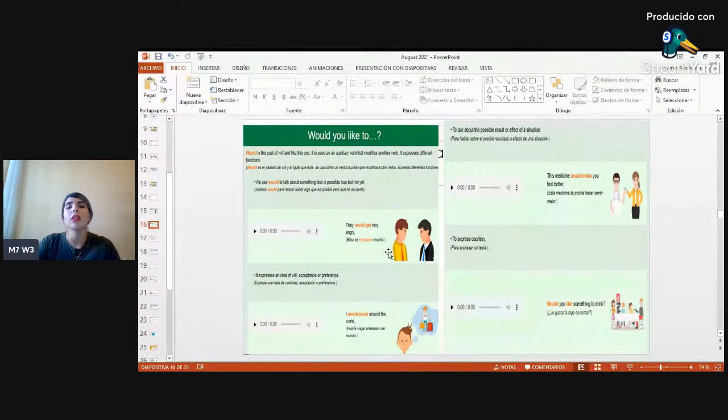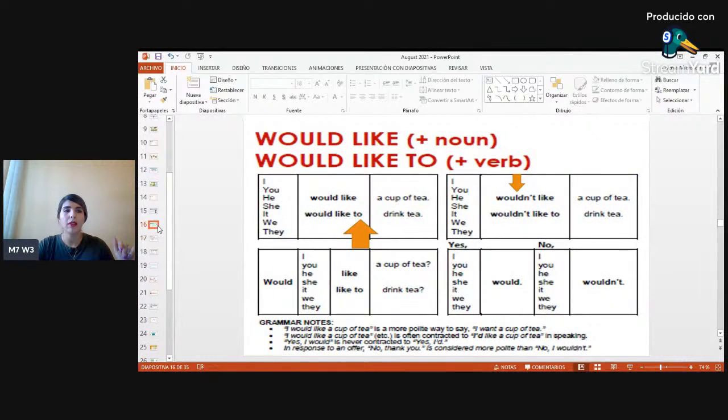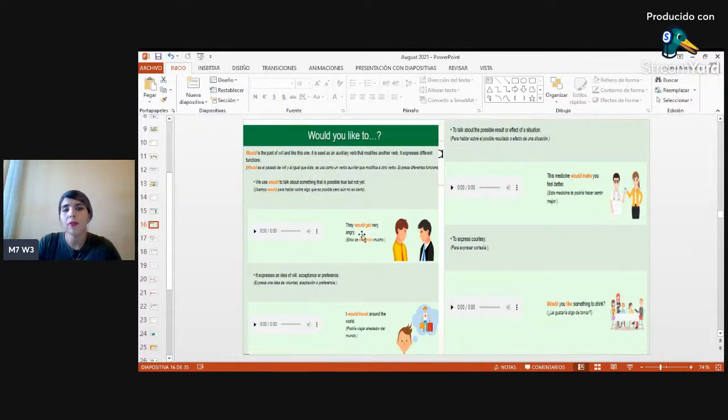Era como una posibilidad. Yo bailaría, jugaría, cantaría. So that's a possibility. In this example we have: I would travel around the world. Yo viajaría alrededor del mundo.